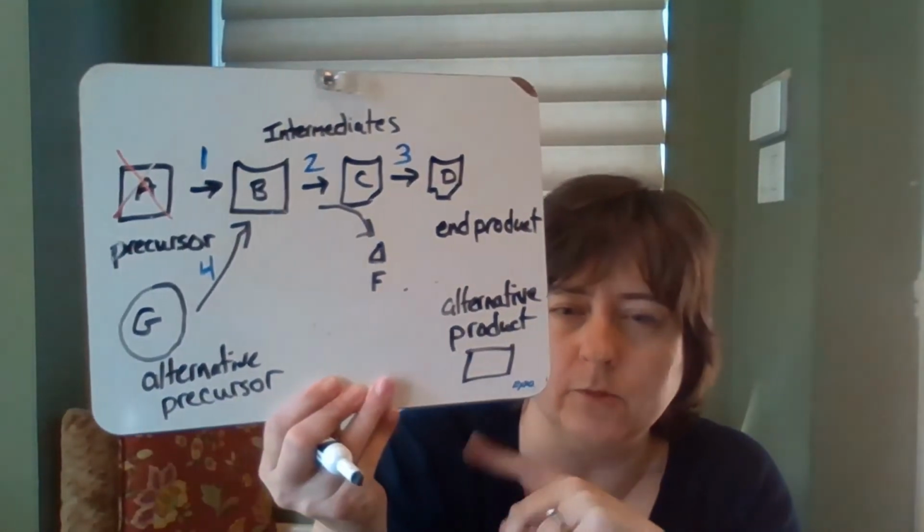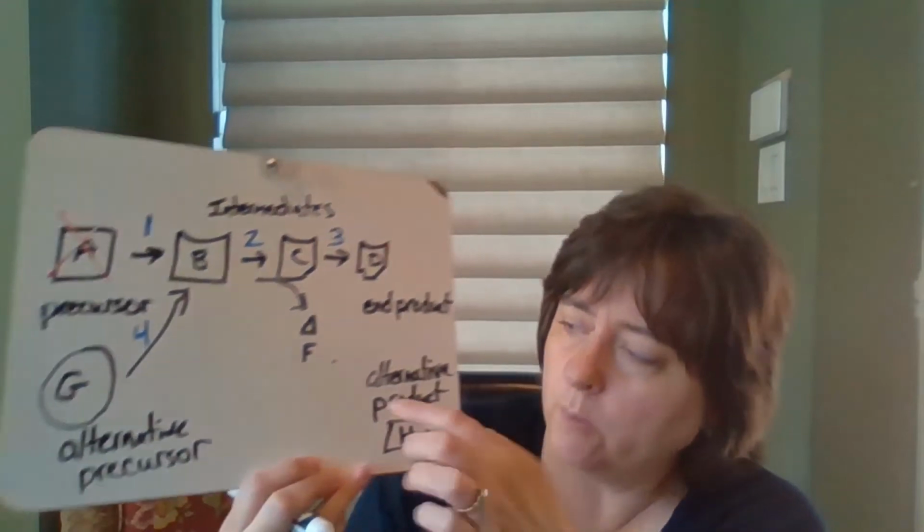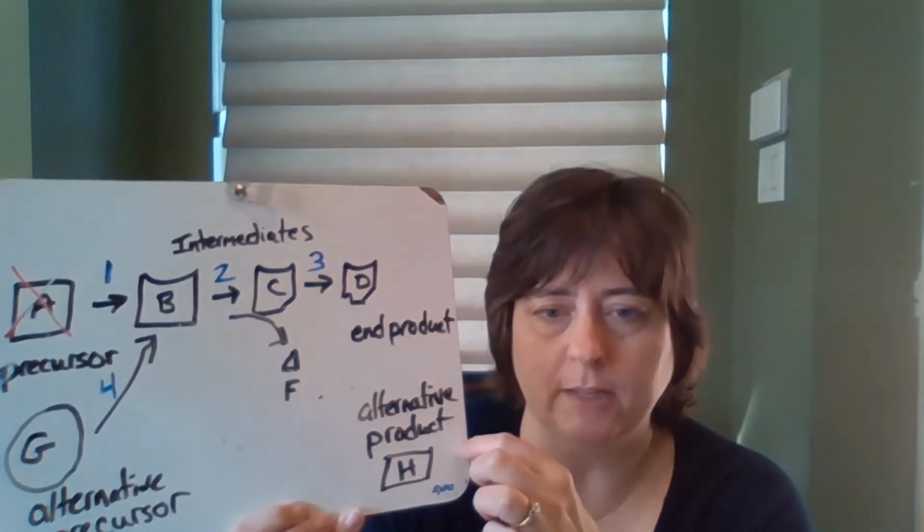I'm going to get rid of a little bit of this. Let's make an alternative end product. Something that is now going to be useful in our cell. And I am completely tired of drawing shapes, so we're going to call this one H. This again, D wasn't getting the job done. We want to try to make H's instead. Instead of bicycles, we want to try to make unicycles.